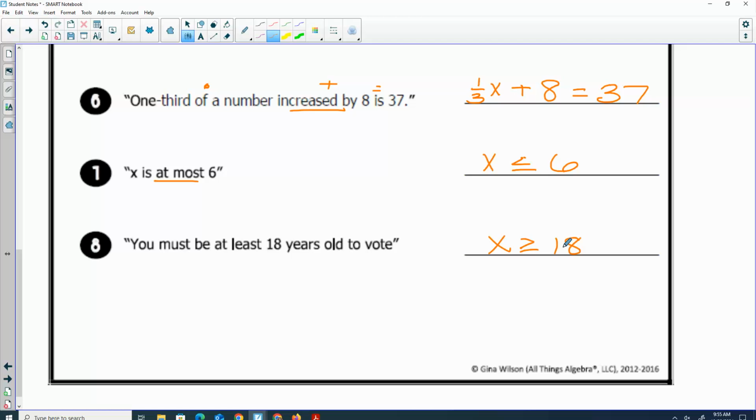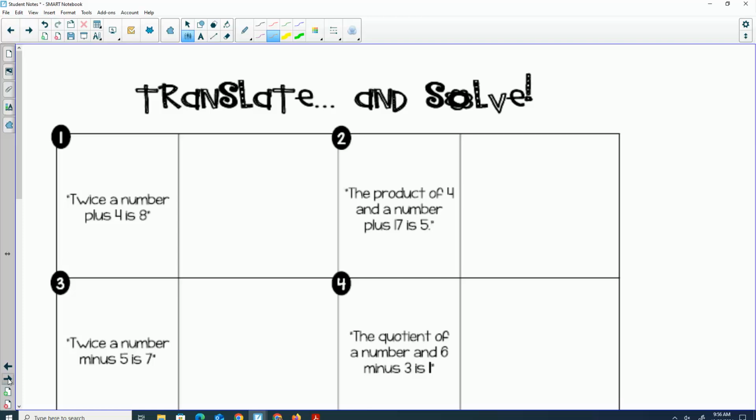How do we do on these? Okay. I'm going to give you another paper that we are going to go through. Now, we are going to continue translating these, but we are also going to solve any equations or inequalities at the end. Okay, we're not going to do all of these right now, so let's just start with, we'll do the evens.